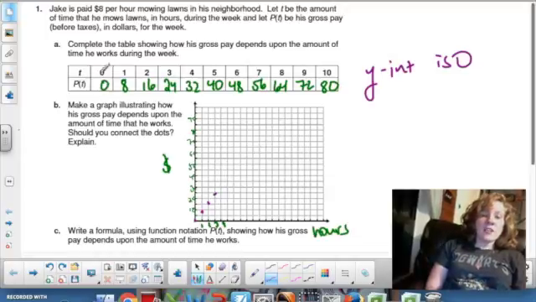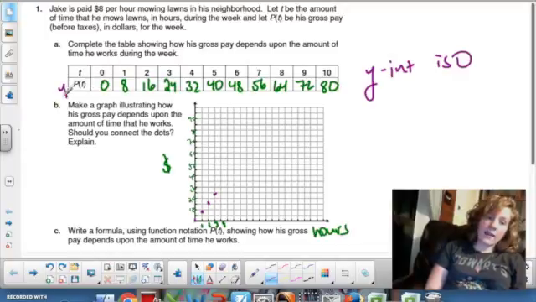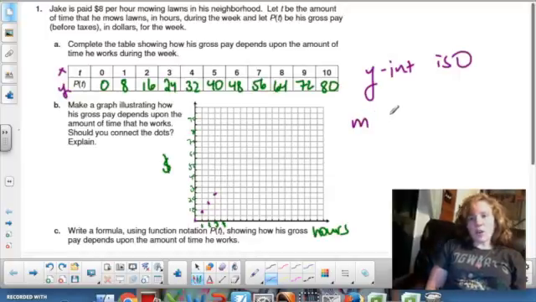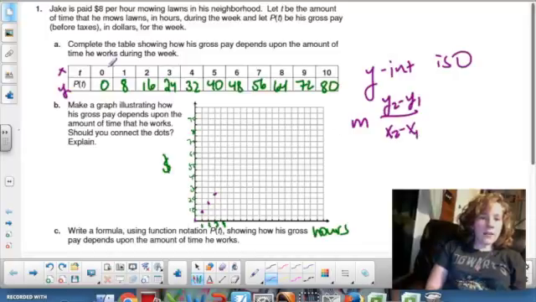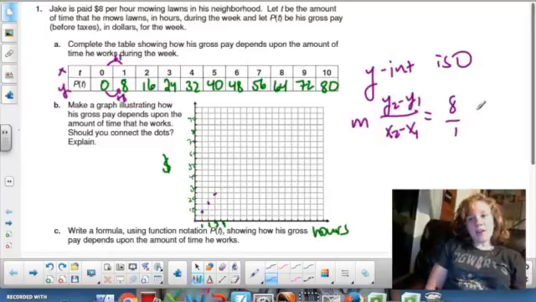And then I can also use the table to find the rate of change. Remember, rate of change is your change in y, and that P of T is my y, over the change in x. So your slope is y2 minus y1, or just change in y, over x2 minus x1. So when I look at the change happening here, I have a change of positive 8 for each of my y values, and I have a change of plus 1 for each of my x values. So that means my slope is 8.